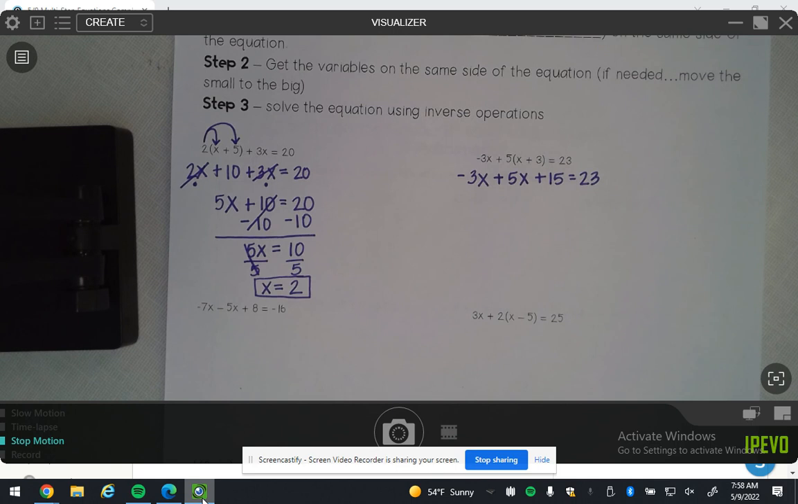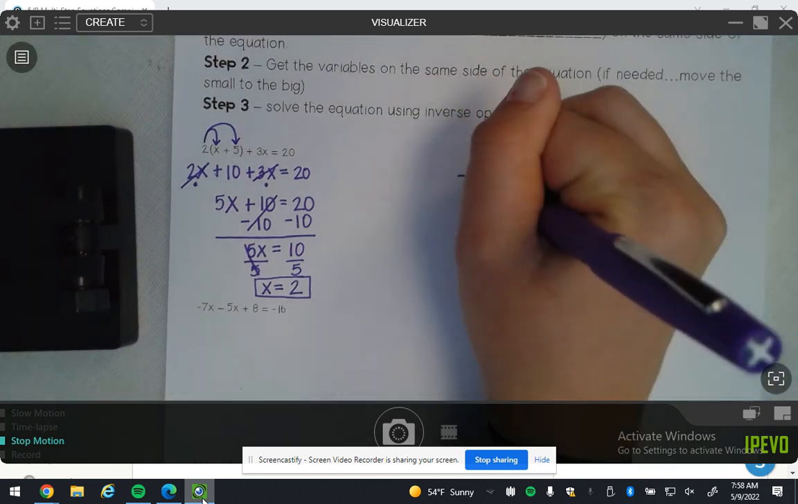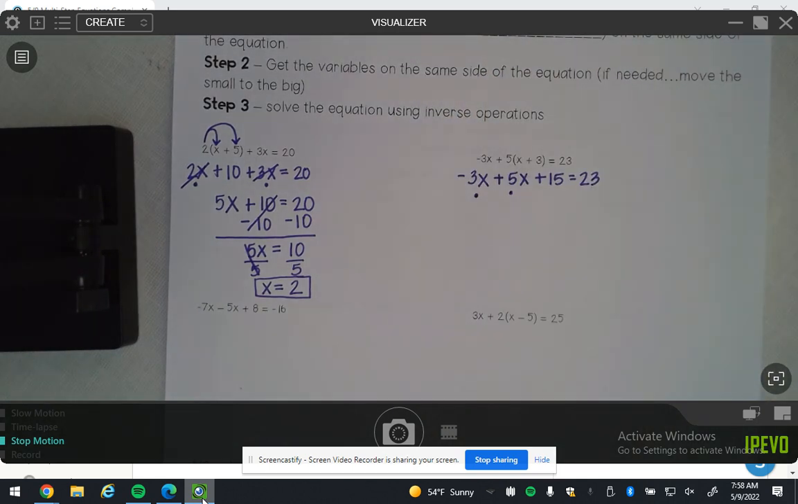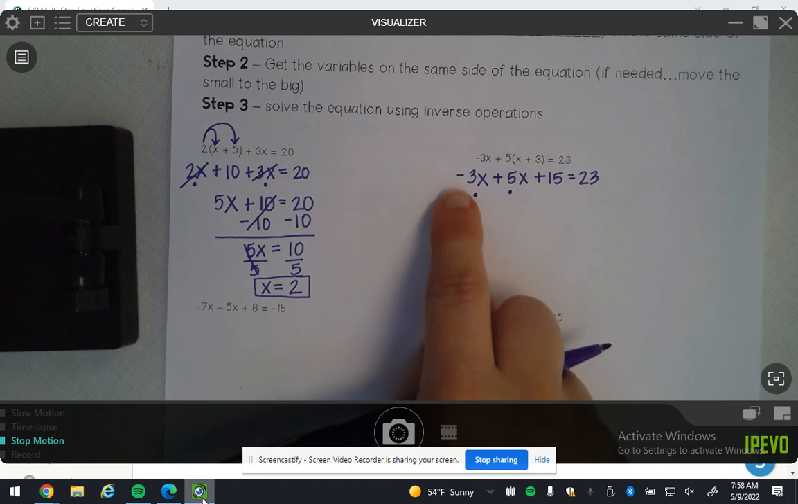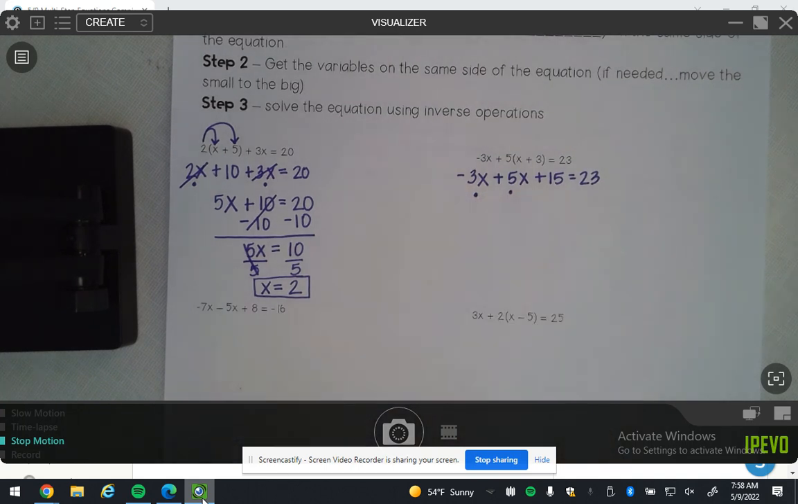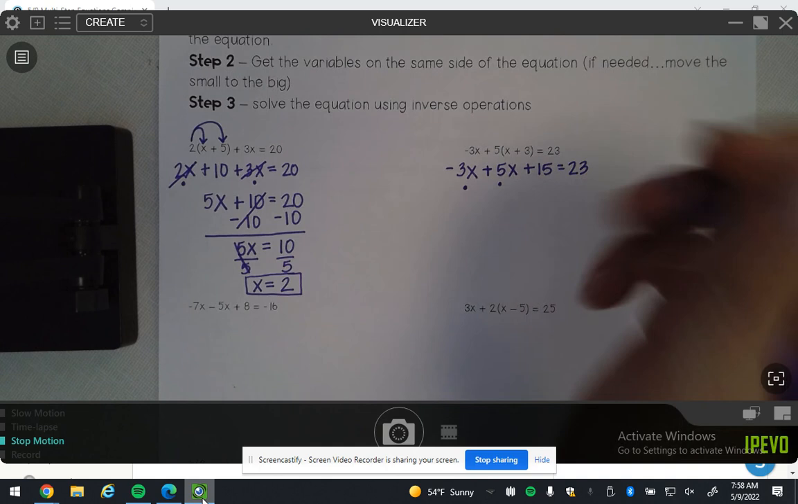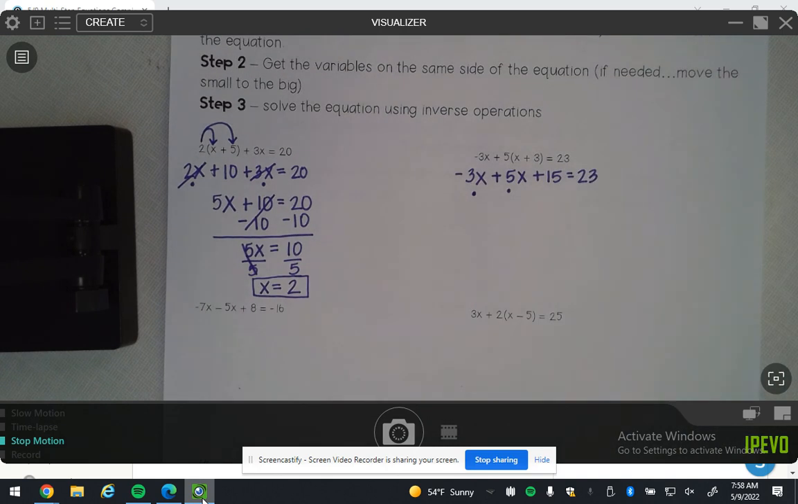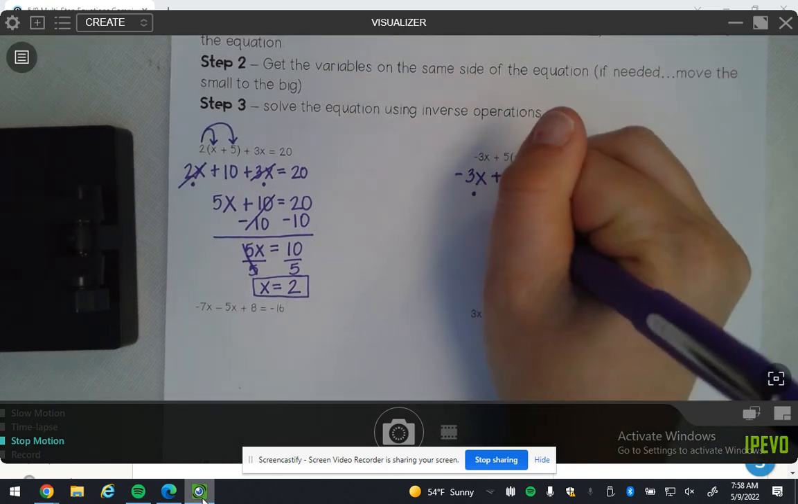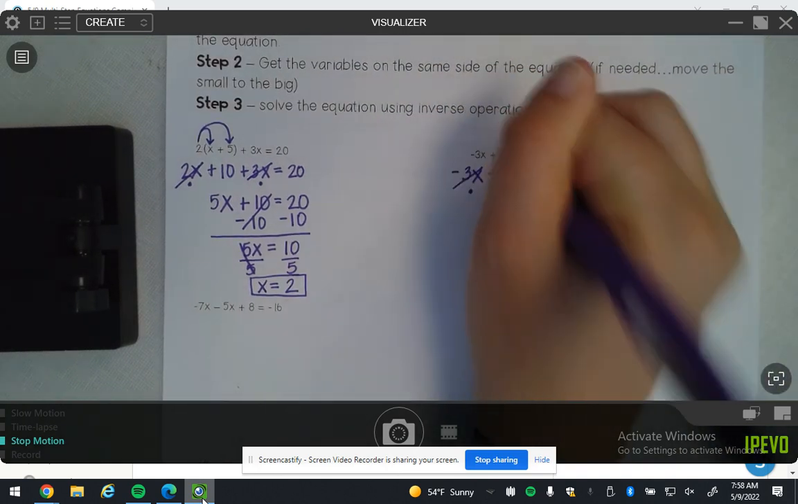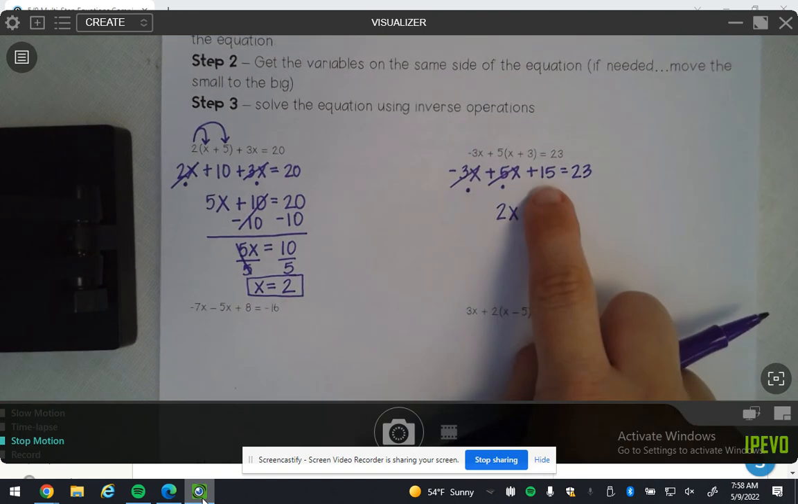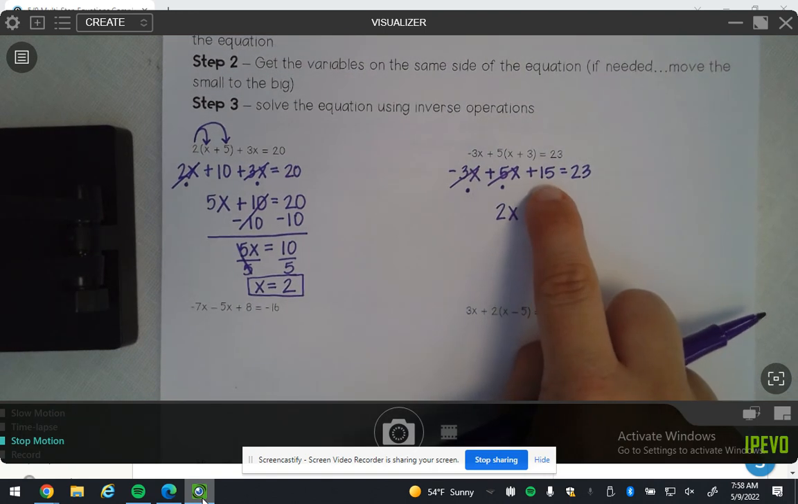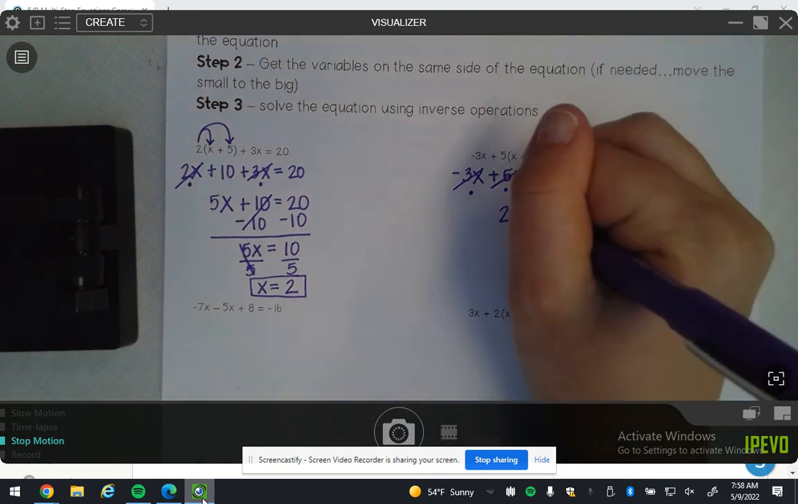Come on, talk to me. What like terms do I have? Negative 3x and 5x. So when I combine them, I'm going to do negative 3 plus 5. What's negative 3 plus 5? Careful. 2. It's 2x. Cross out your like terms. What do I do with the 15? Bring it down.